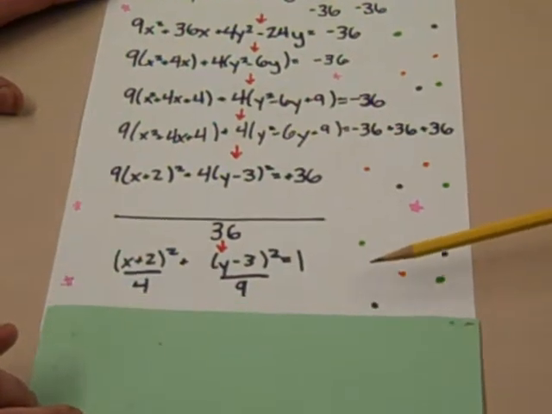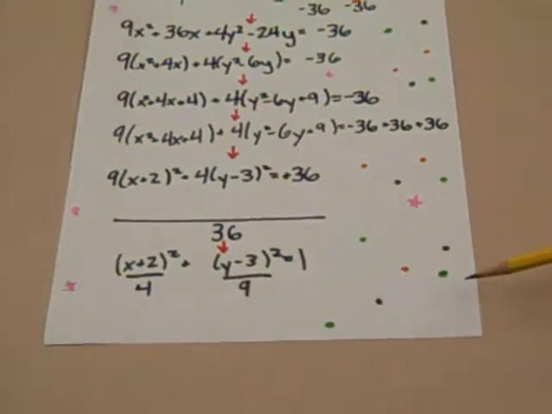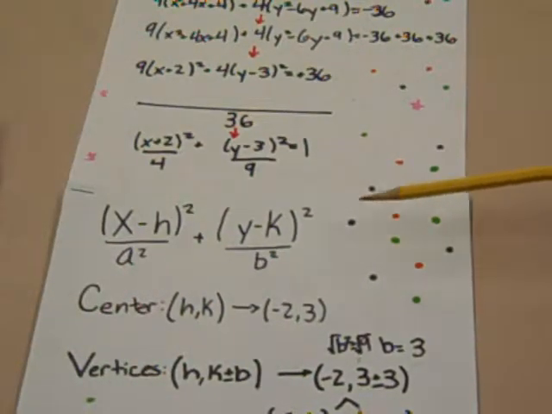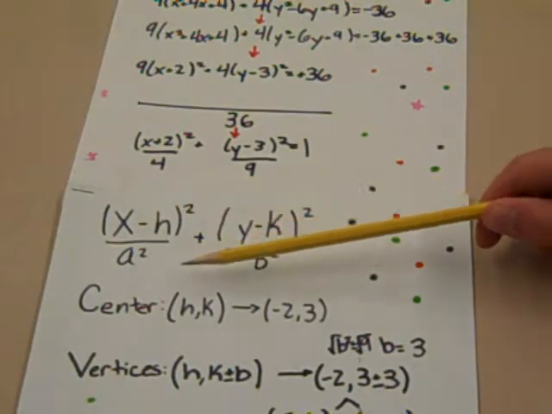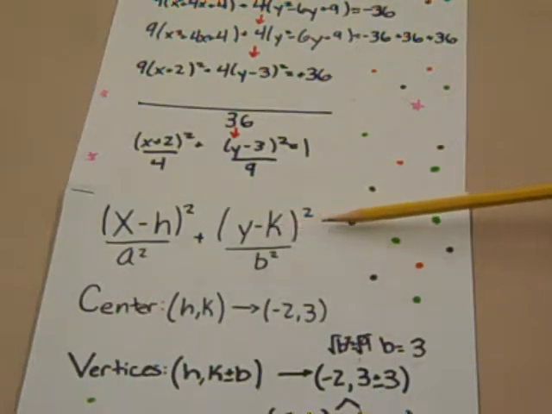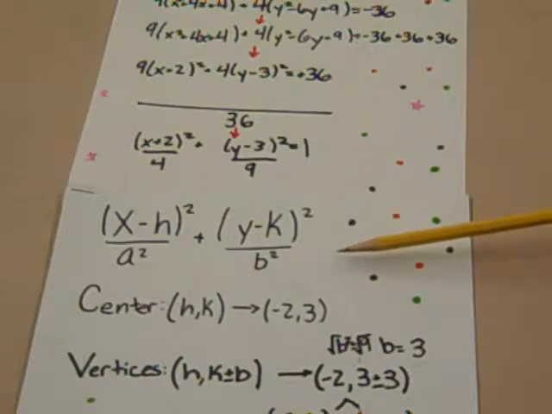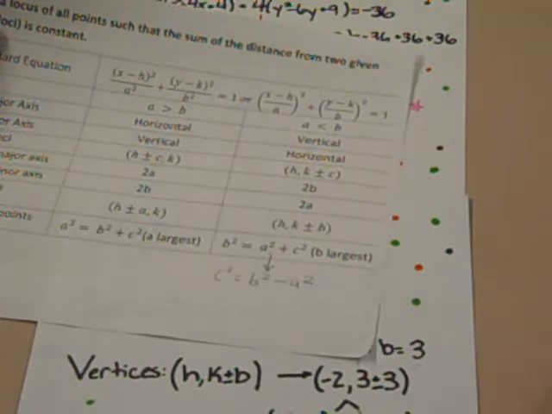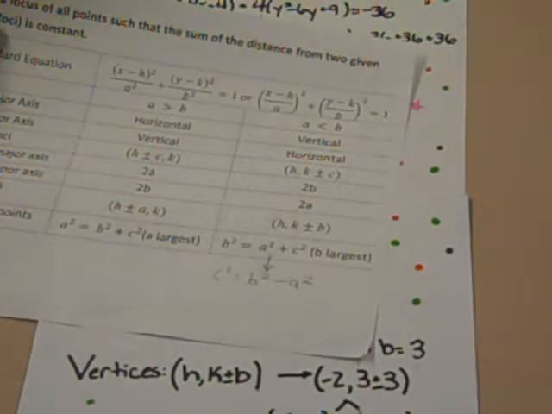Now it's time to use the chart and graph it in this form. The standard equation is given by (x minus h) squared over a squared plus (y minus k) squared over b squared. First we use the inequality. If a is less than b, then the major axis goes vertically. And since 4 is less than 9, we know that it's vertical.